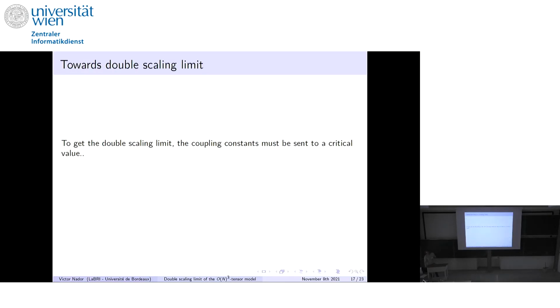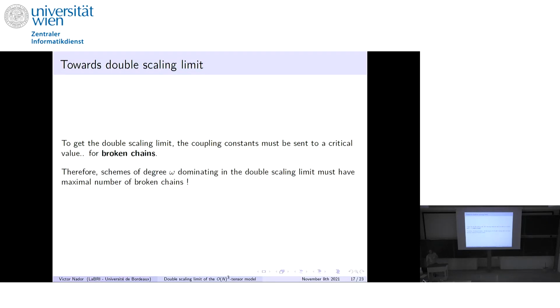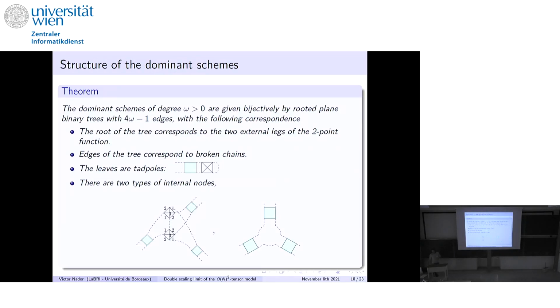So this tells me that in the double scaling limit, the diagram that will dominate this expansion will have a maximal number of broken chains. And so this is additional information that I have on the schemes that contribute within this limit, and that will be sufficient to identify them. So actually, I know that in the double scaling limit, the dominant schemes all have this structure.